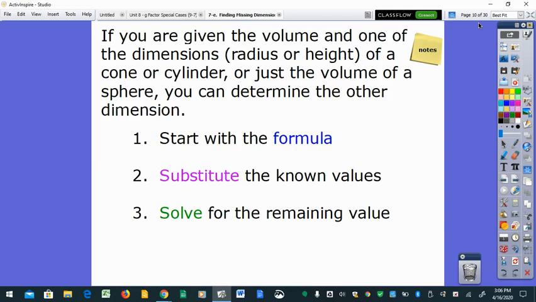So you'll notice this screen looks very similar in that we're going to start with the formula. We're going to substitute in what we are given into the appropriate variables of the formula, and then we're going to solve for the remaining value, and that's where that extra step to find the radius and/or diameter will come in at the end.